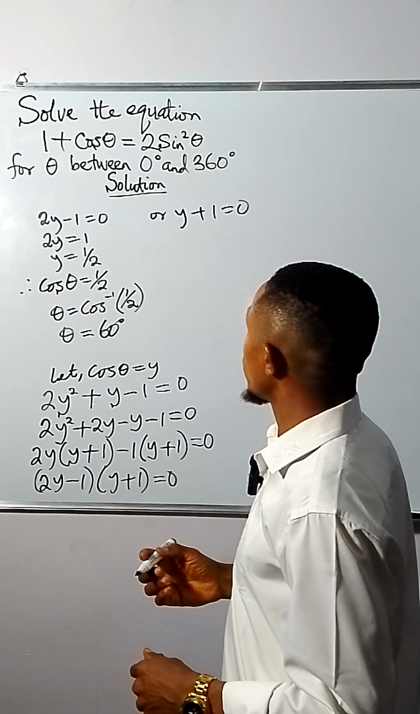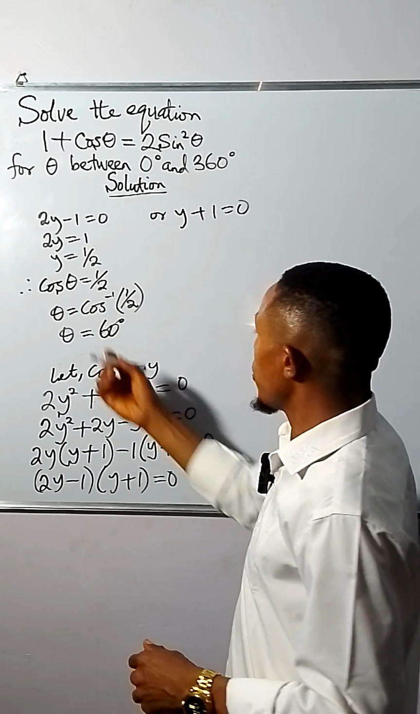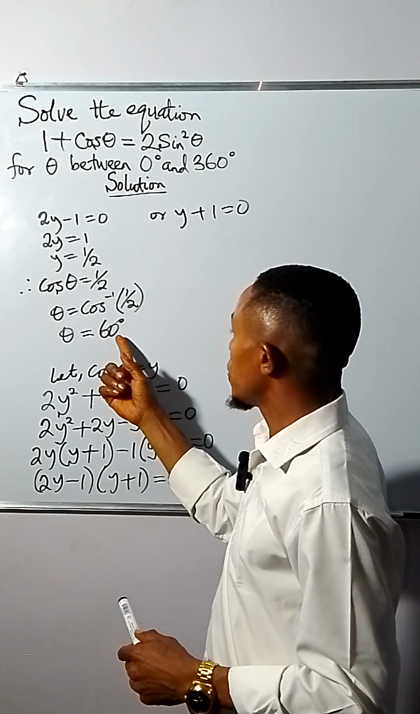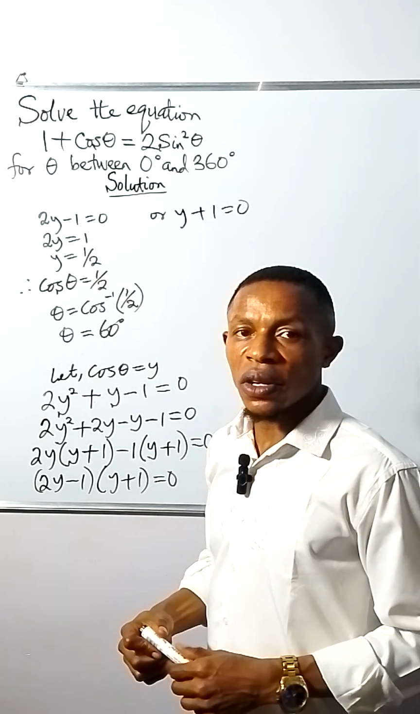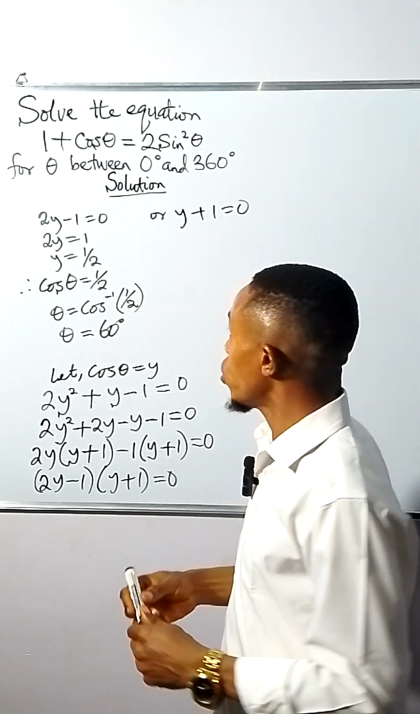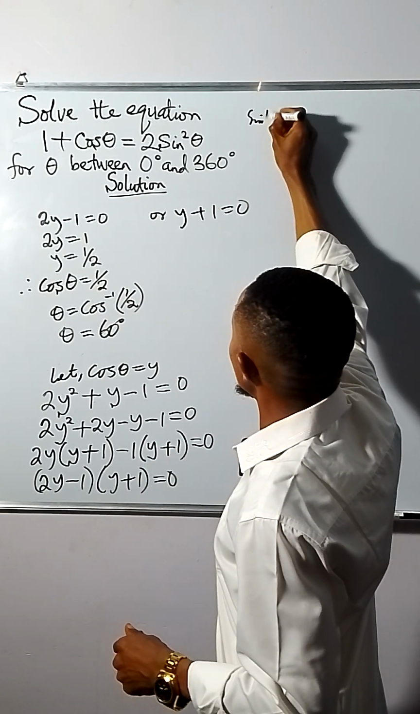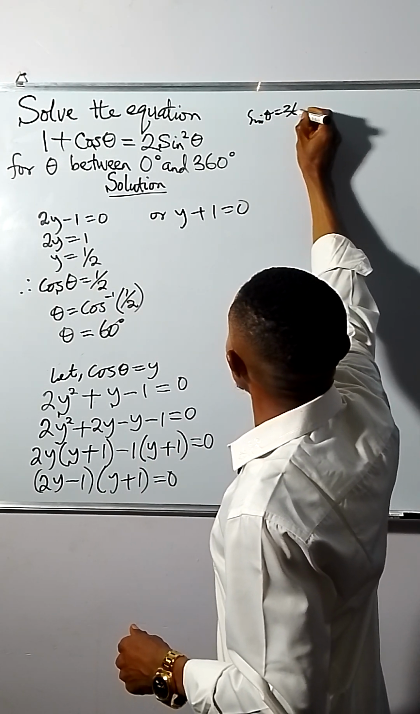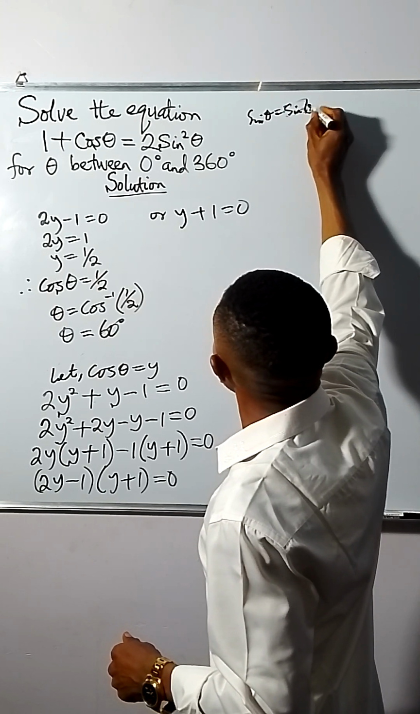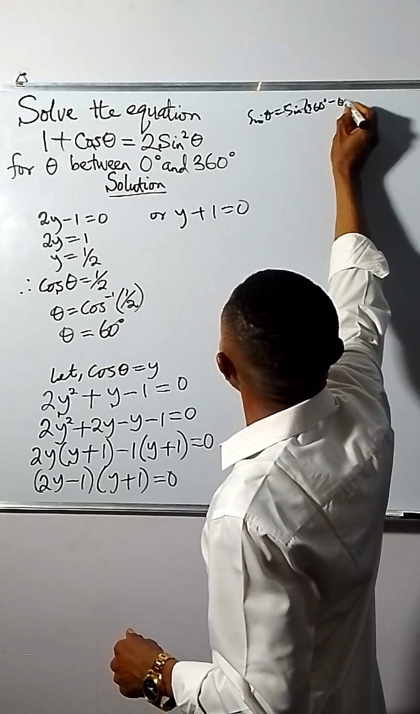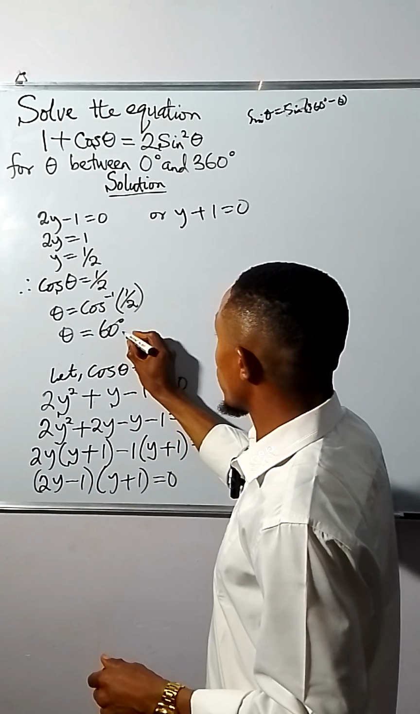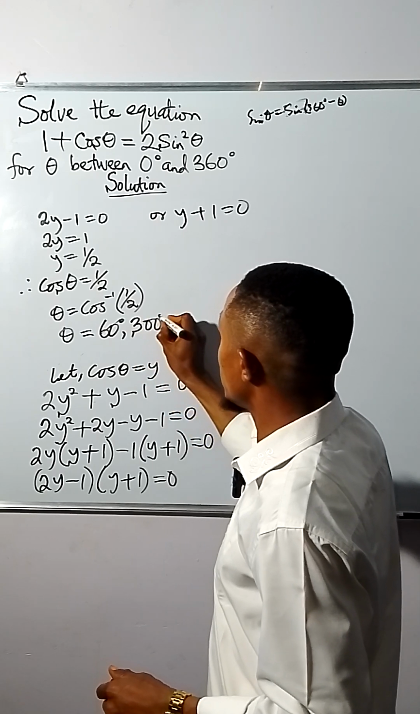But theta can be 60 degrees for a positive angle. Cos of an angle is positive in the first and fourth quadrant. So from the fourth quadrant, theta is equal to 360 degrees minus theta. So 360 minus 60 will give me 300. So theta can also be equal to 300 degrees.